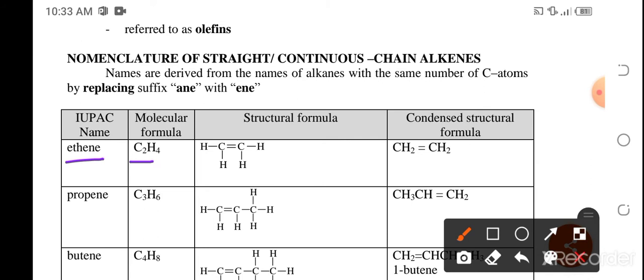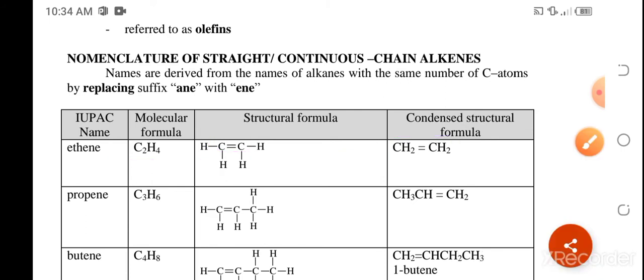Paano naging H4? Because if you're going to have two carbon atoms with a double bond, to meet the 4-bond requirement, the first carbon atom still needs 2 hydrogen. Same is true with the second carbon atom. It could be written by having CH2 double bond CH2.